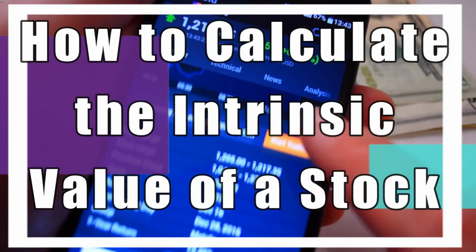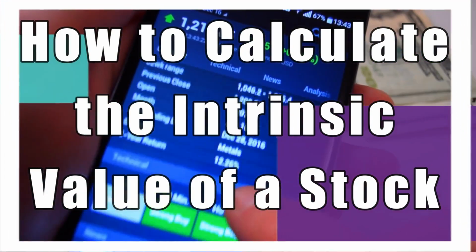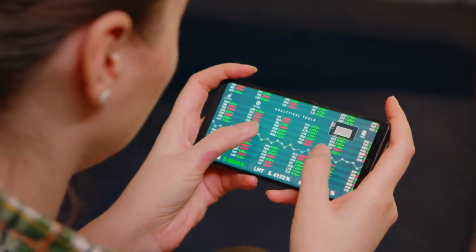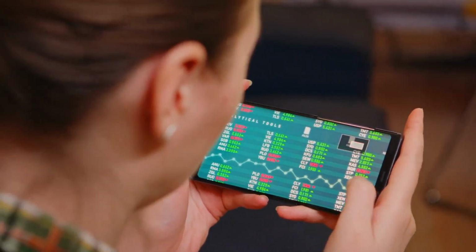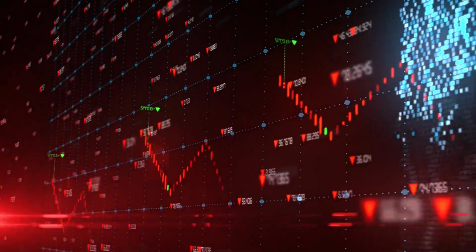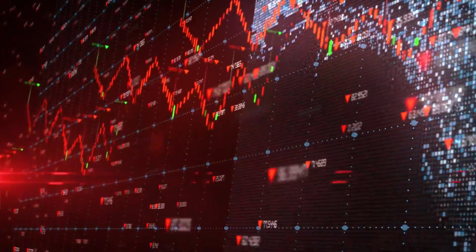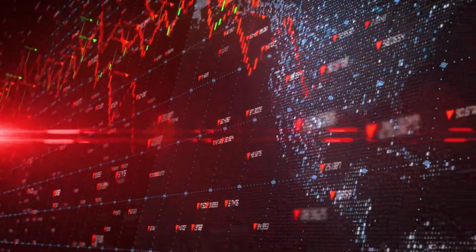How to calculate the intrinsic value of a stock, considering it makes X amount of cash each year. Once we figure out how much we'd be willing to pay for the business, we can then compare that intrinsic value to the current market capitalization of the business.